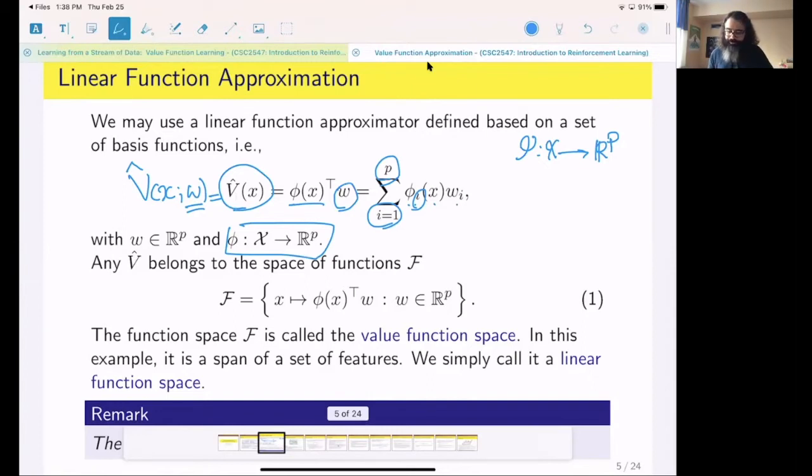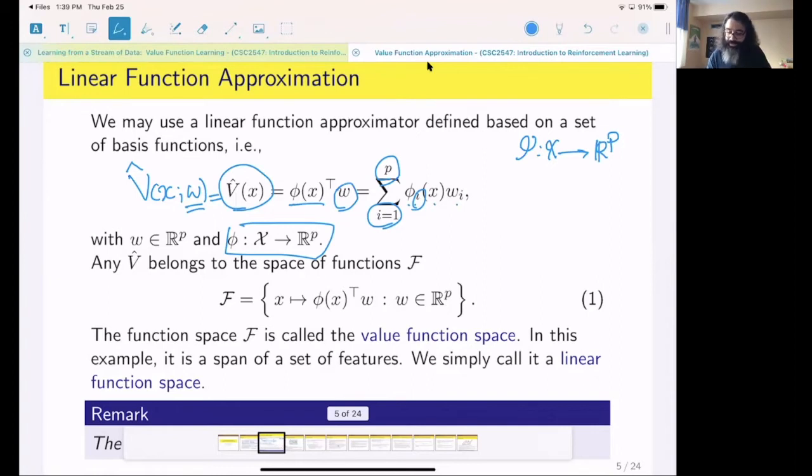Okay, so we can also talk about value function space, which is the space of all possible value functions. In this case of linear function approximation, if we change w to all possible d-dimensional vectors, we get different functions. The space of all functions would be called the value function space.